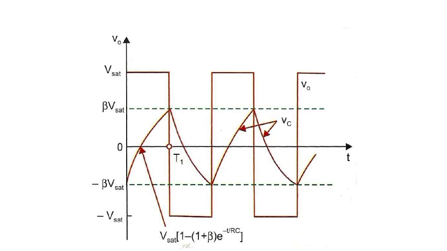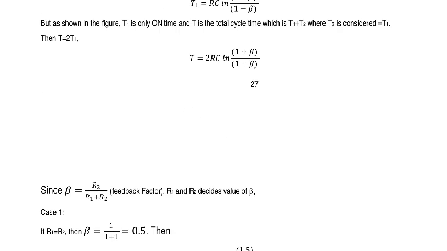Then we will see this is the output. This is the output diagram. Initially the capacitor is at the output minus state. Then this analysis is not needed because it is not in the syllabus.